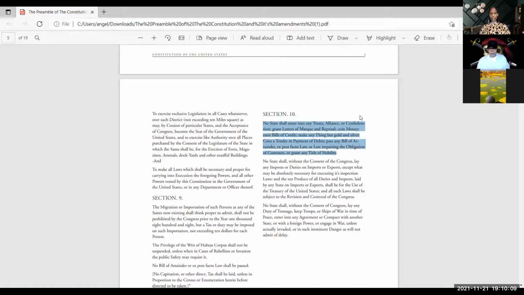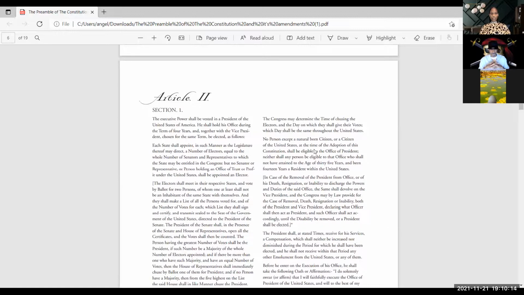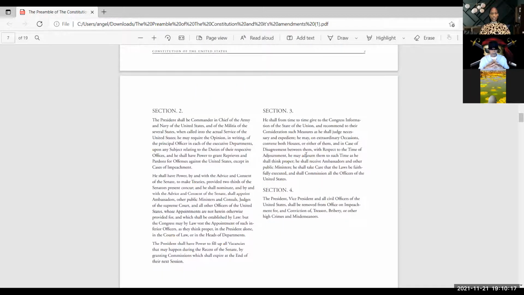All right. So we'll go to the next one. Article 2, Section 2. Okay, so Article 2, Section 2: the president shall be commander-in-chief of the Army and Navy of the United States and of the militia of the several states when called into actual service. Just read that first part. That the president shall be commander-in-chief of the Army and Navy of the United States and of the militia of the several states. What's your thought on that?